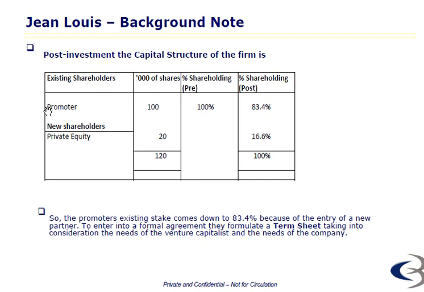So the post-investment capital structure of the firm is: promoter holds 100,000 shares, the percentage holding was 100%, and the percentage holding post investment is 83.4%. The new shareholder is private equity, holding 20,000 shares, which is 16.6% of the post-investment holding. The promoter's existing stake comes down to 83.4% because of the entry of the new partner. To enter into a formal agreement, they formulate a term sheet, taking into consideration the needs of the venture capitalist and the needs of the company.